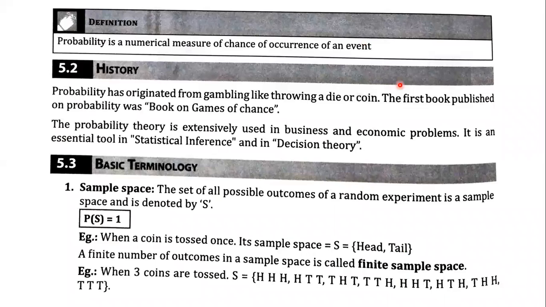Okay, next. Probability is a numerical measure of chance of occurrence of an event. Numerical measure of chance. Now if I get 1, 2, 3, 4 in that dice, that's a numerical chance. I know which number will come. Next, probability has originated from gambling, like throwing a dice or coin. The first book published on probability was a book on games of chance. So this is not today's concept.